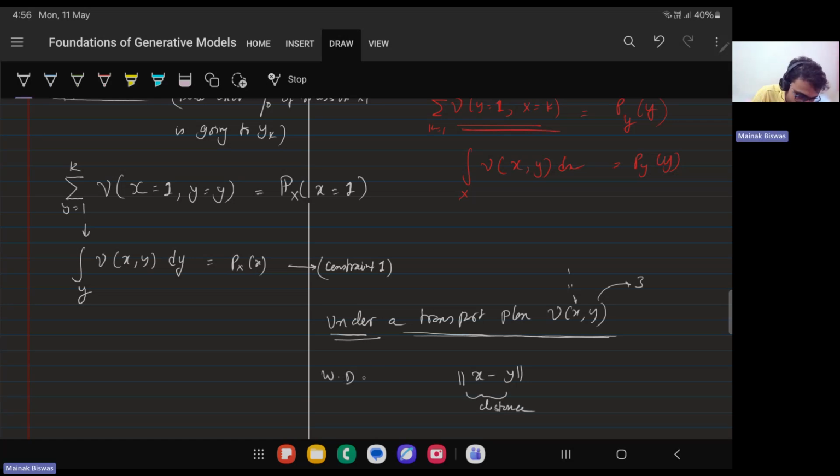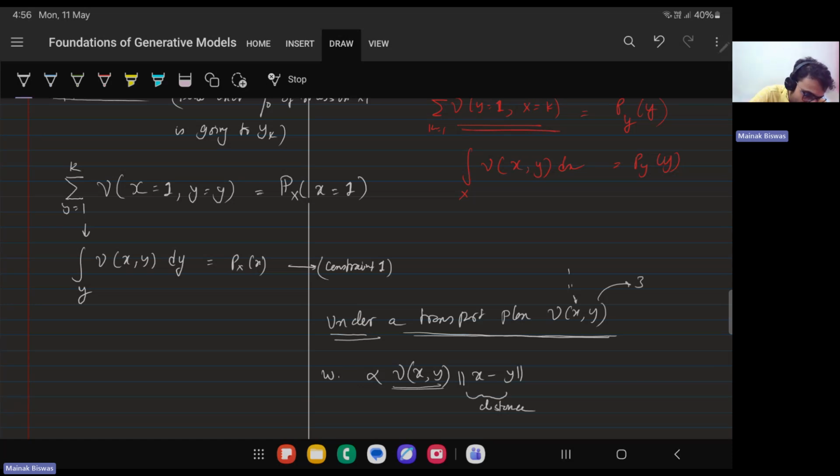So therefore, work done is proportional to distance into mass. I'm not taking gravity into account here. Normally, people will take gravity into account to make it the mass into force. The masses here are all normalized masses between 0 and 1, and gravity has been normalized. So this is going to be proportional to this.